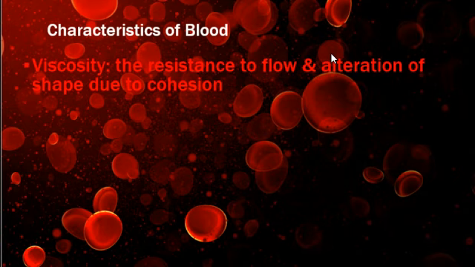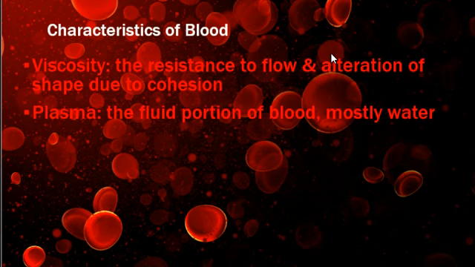Characteristics of blood. Can y'all see that? I'm sorry, I'm being too fancy with my red print right there. Viscosity. Viscosity is the resistance to flow. Do you have these words written down, like viscosity? Right. How thick is it? How thick is the blood? That's what viscosity means. It says here alteration of shape due to cohesion. In other words, when we're talking about the red blood cells, they can be bent into shape very easily unless there's a condition that we'll talk about.